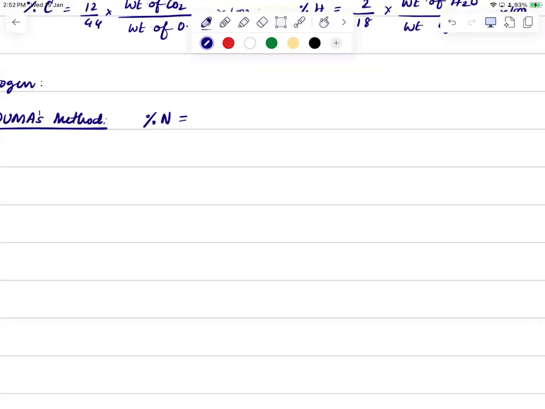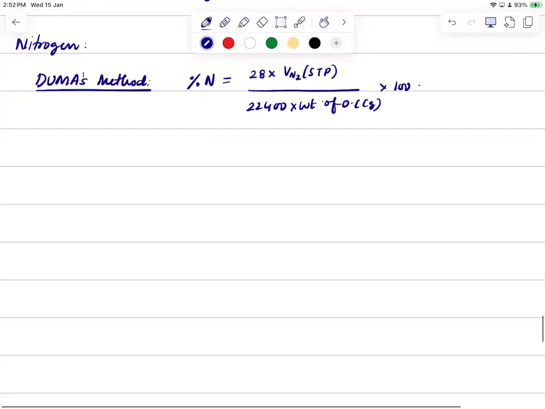So percentage nitrogen will be equal to 28, which is the molar mass, into volume of N2 at STP, divided by 22400 into weight of organic compound in grams, that into 100. So this is percentage nitrogen. Clear? In the Dumas method, we can get any form of nitrogen, whether it is azo or any other form, we can easily get N2 gas from here.